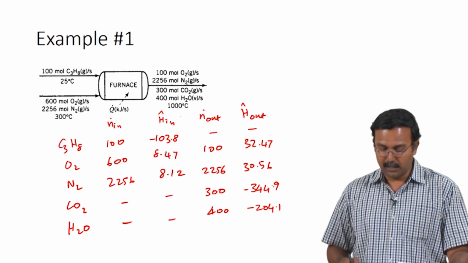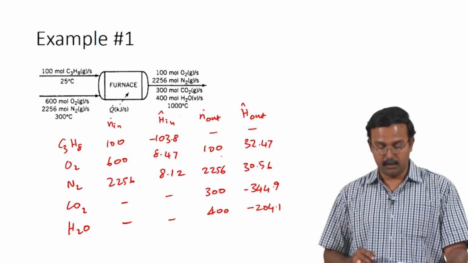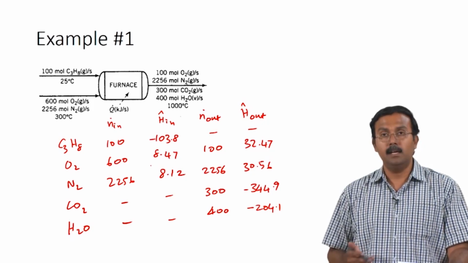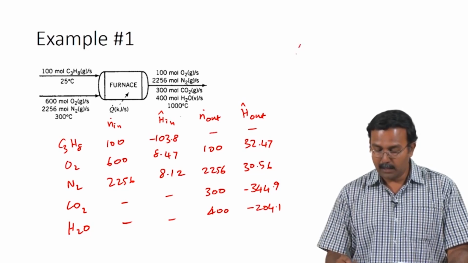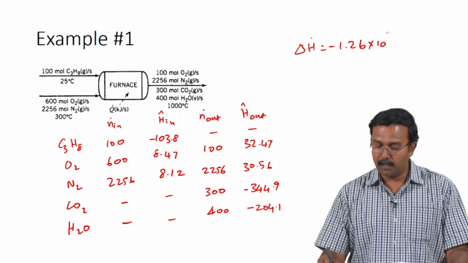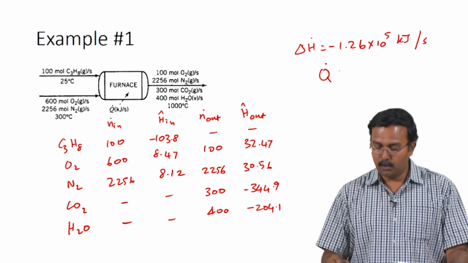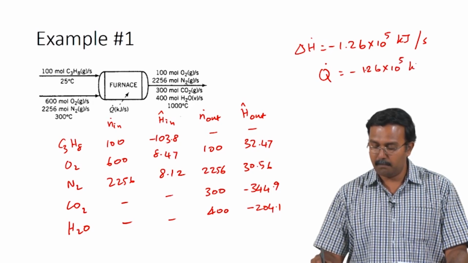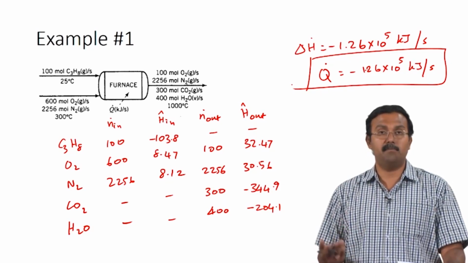All you need to do is find the total enthalpy of the outlet streams as the summation of the products of molar flow rates and the specific enthalpy, and the inlet enthalpy can also be calculated, and the difference in these two values would be your total change in enthalpy. If you were to do that, you would again get delta H dot as minus 1.26 times 10 power 5 kilojoules per second, which is what your Q dot would also be. As you expected, the final values are exactly the same, which tells us that both techniques are correct and give us the same values.